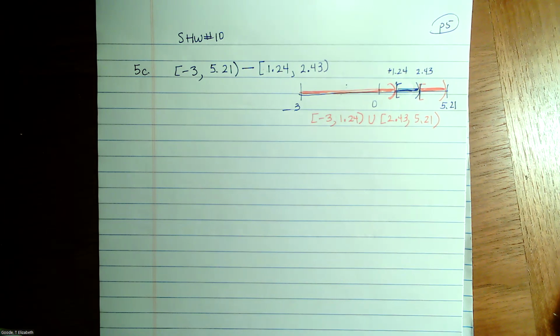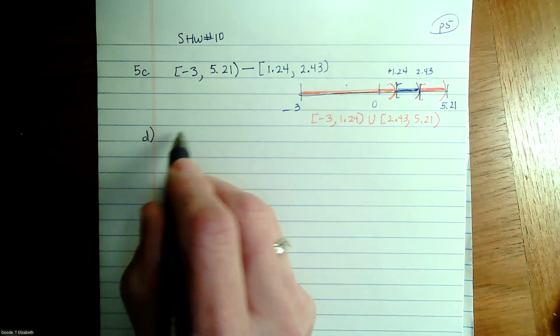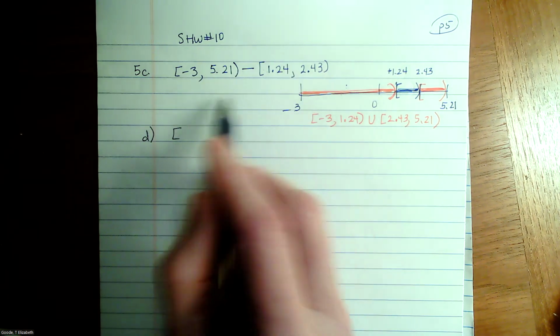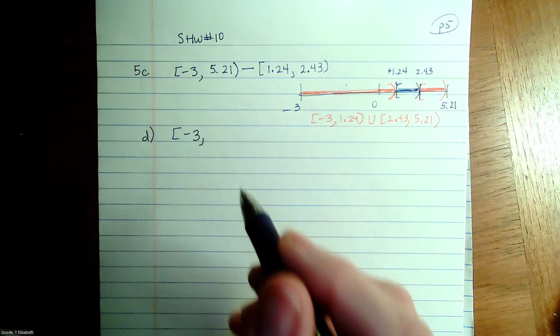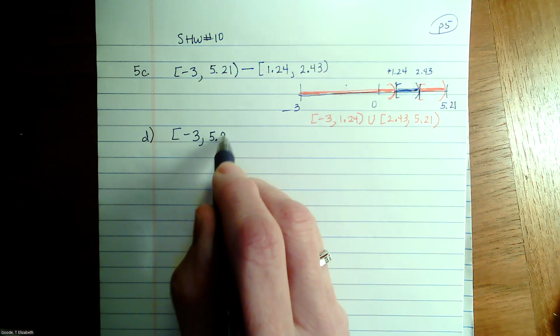Joshua, you good? Oh yes, I'm good. Sorry, I was muted. So what was D? Oh, you're just writing it down. So what was D? Was it the complement of this big set? Like -3 to 5.21, and then the complement.